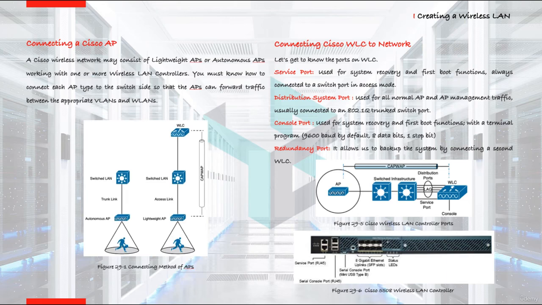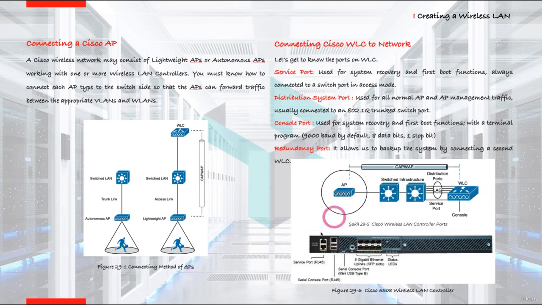Now let me first show you the ports that we use to connect the wireless LAN controller to the network. In the figure here you can see the Cisco 5508 wireless LAN controller. The port here is the service port. We use this service port for system recovery and first boot. We use this port on the switch side in access mode when connecting to the switch. Here it also shows how we can connect. If there is a VLAN that we use for management, we can put this port in that VLAN. On devices without this service port, we can access the device by giving a management IP to one of the normal ports.